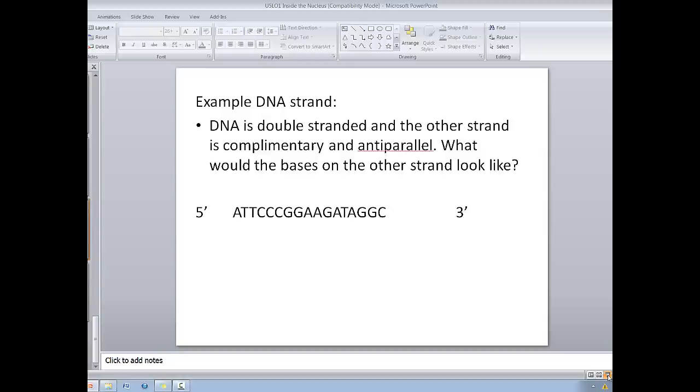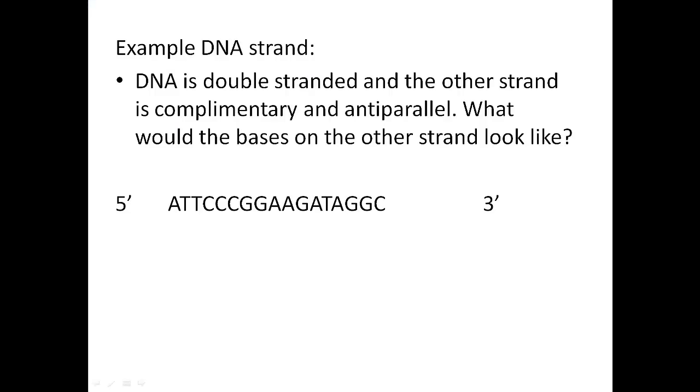Lastly, what you should do, I have a sample of DNA here. DNA is double-stranded and the other strand is complementary and antiparallel. So please fill in, what would the bases on the other strand look like? To get you started, first we have to figure out, remember it's antiparallel, so if this is the 5' end, its complementary strand is going to be a 3'. Over here is going to be a 5'.